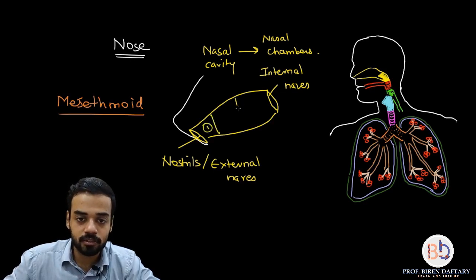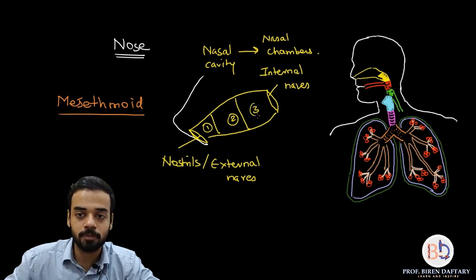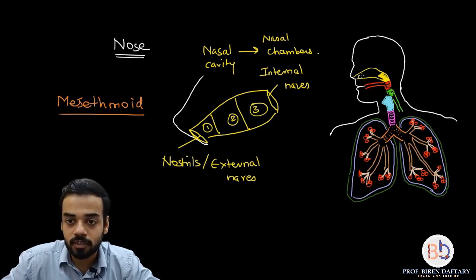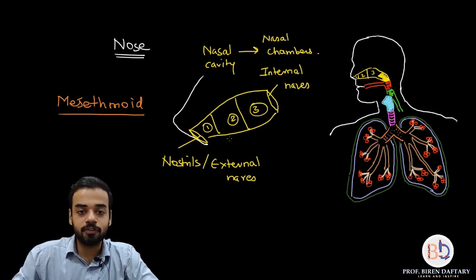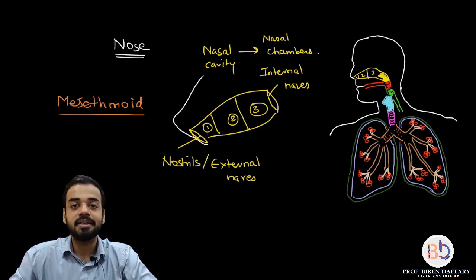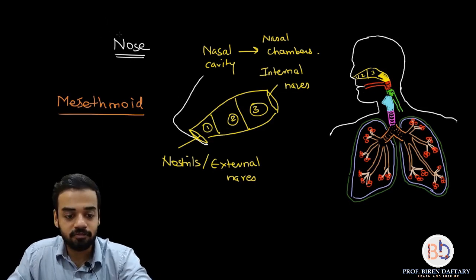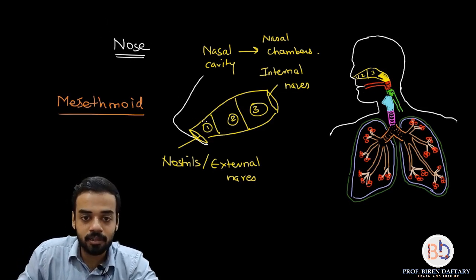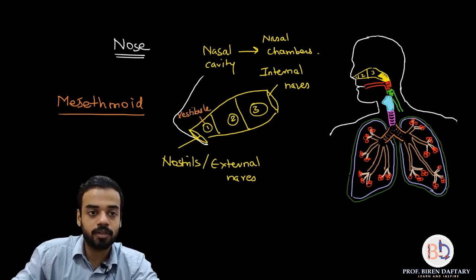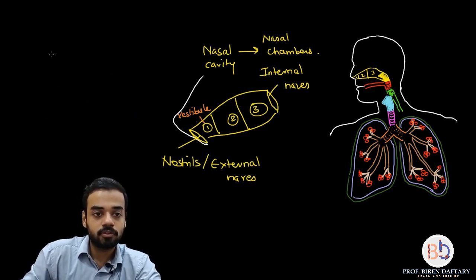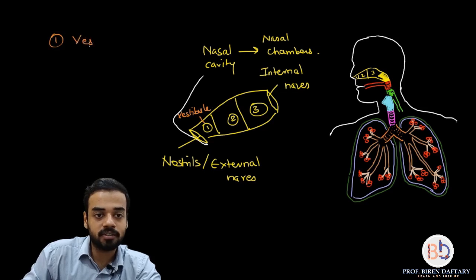So I am going to divide this chamber into three parts. This will be the first part, this will be the second part. So part number 1, part number 2, and this is part number 3. Now this first part is called the vestibule. Let me label them using a different color. Vestibule. Or I will rub this off and write the names over here. So the first part of the nasal chamber is called the vestibule.